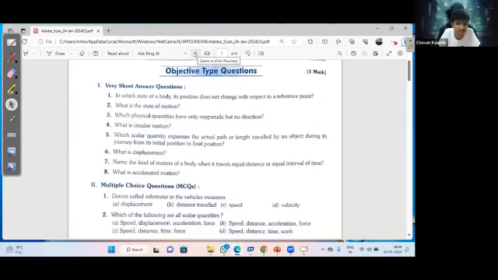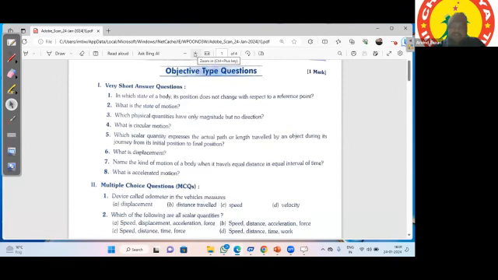Sir, by its speed. No, not only by speed. Speed and direction of motion. No, by the change of position. If a body changes its position with respect to time, so we say that it is in the state of motion.